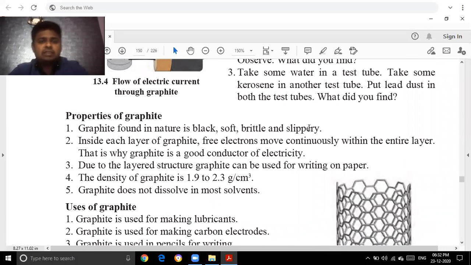So to understand the properties of graphite, we are doing this experiment. So graphite is found in nature as black, soft, brittle and slippery. Inside each layer of graphite, free electrons are present. So in every layer there are free electrons. As there are free electrons, they can carry electricity. So it is a good conductor of electricity.